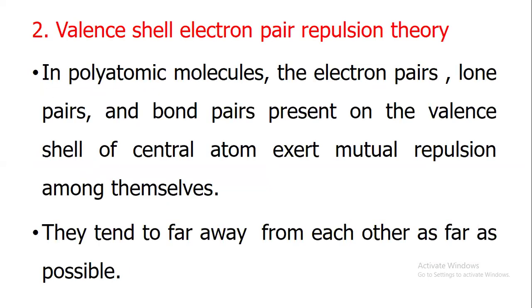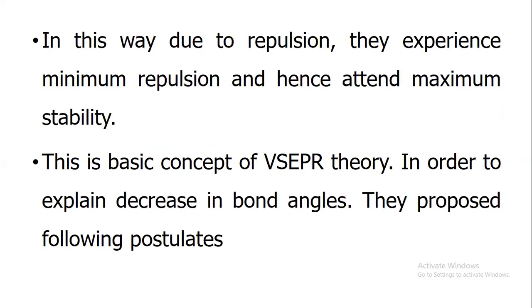Geometry is linear. Valence shell electron pair repulsion theory: in polyatomic molecules, the electron pairs, lone pairs and bond pairs, present on the valence shell of the central atom exert mutual repulsion among themselves. They tend to stay as far away from each other as possible. In this way, they experience minimum repulsion and hence attain maximum stability. This is the basic concept of valence shell electron pair repulsion theory.